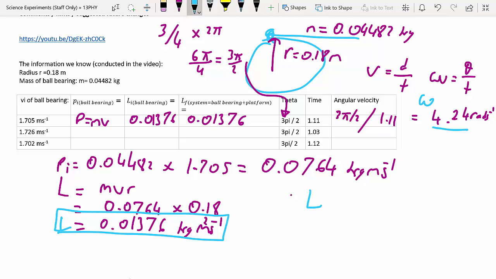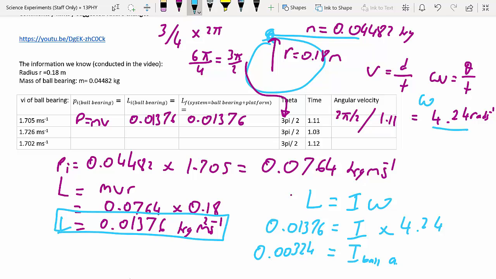So I now know the angular velocity omega, and I now know the initial and final momentum of the system. So I'm going to use a different equation, L equals I omega, and I want to find out what I is. So I've got 0.01376. I'm looking for I, and it's going to be times 4.24. Now think to yourself, what is I? Yep, you're right, it's angular momentum. Sorry, it is rotational inertia, but it's of the ball and platform. That's something important to try and get your head around.